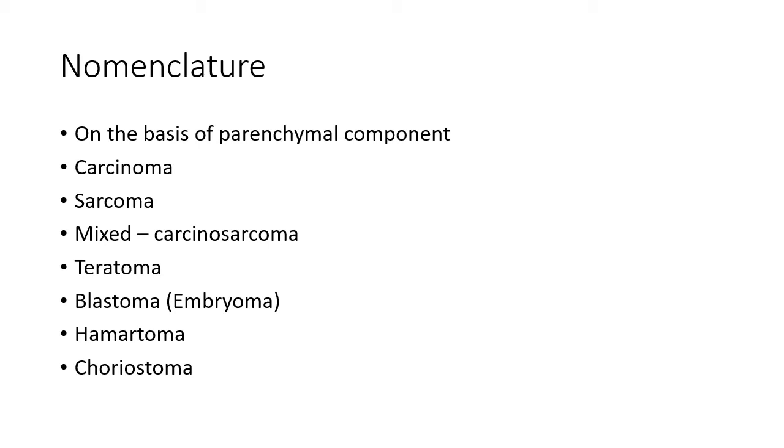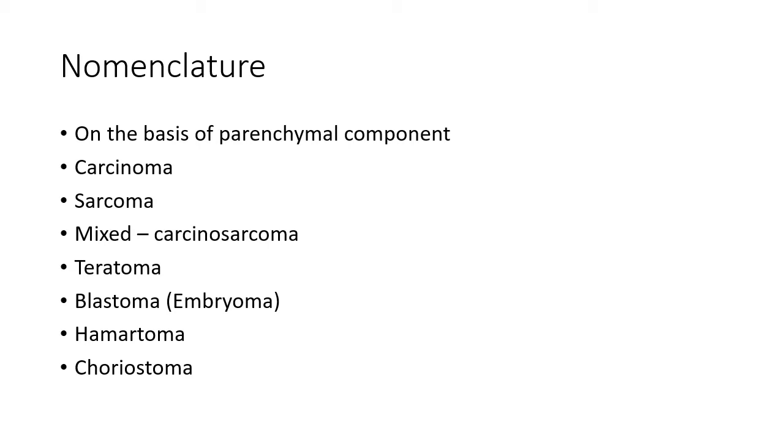For example, any tumor which originates from epithelium or epithelial cells is called carcinoma, and any tumor originating from mesenchymal tissues is called sarcoma. Sometimes wrongly we use the term carcinoma to refer to any cancer, but that is not correct. The term carcinoma scientifically refers to only the tumor which originates from epithelium. The tumor which originates from mesenchymal tissue is called sarcoma.